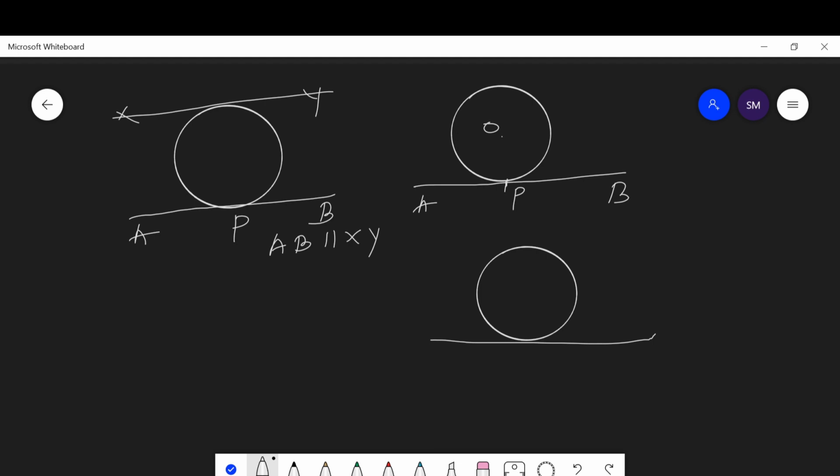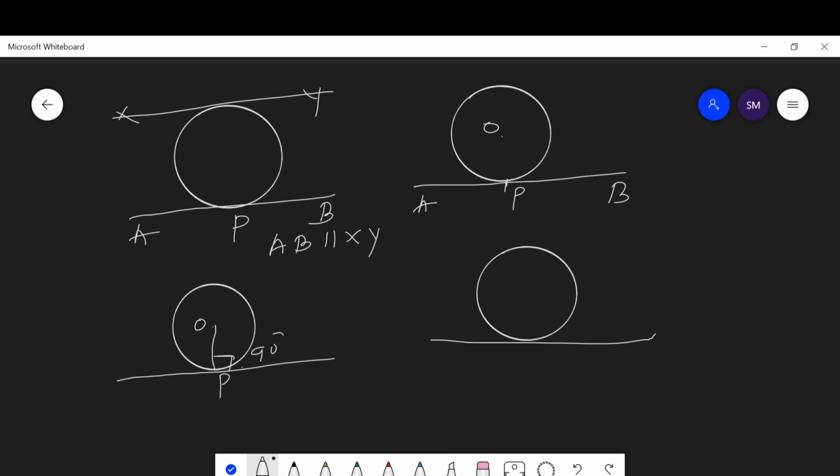The angle between the tangent at a point on the circle and the radius through the point is always a right angle. Suppose this is the circle C and this is the tangent which touches the circle at the point P and O is the center. Always OP is perpendicular. This is always a right angle.